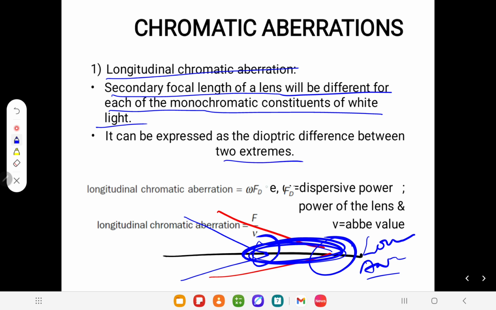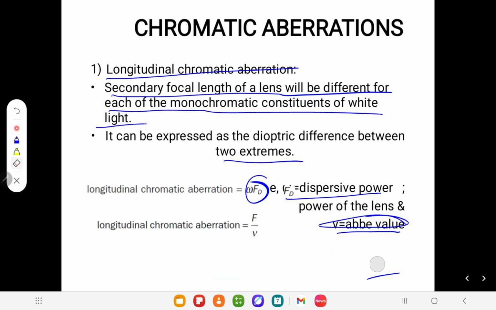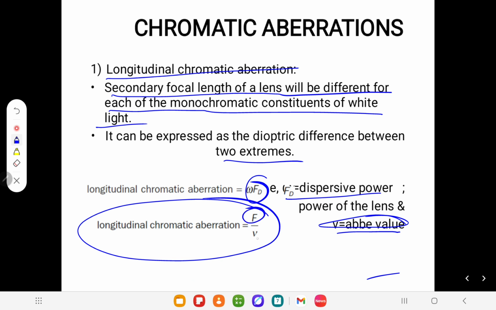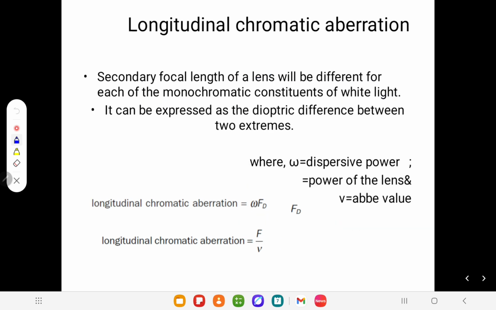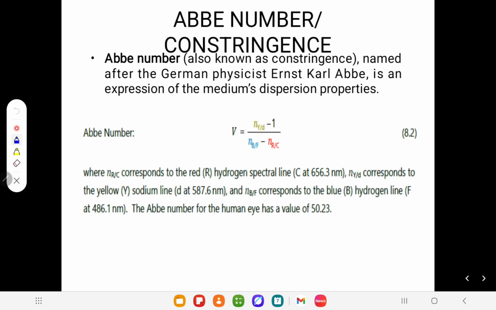So longitudinal chromatic aberration is F divided by V, where F is the dispersive power and V is the Abbe value. This formula is another very important one. Longitudinal chromatic aberration is F, the dispersive power, divided by V, the Abbe number. We'll discuss the Abbe number later on in the presentation. In these two extreme cases, this is the Abbe value and this is the dispersive power. The Abbe number, also known as the constringence, named after the German physicist Ernst Karl Abbe, is the expression of a medium's dispersion property.